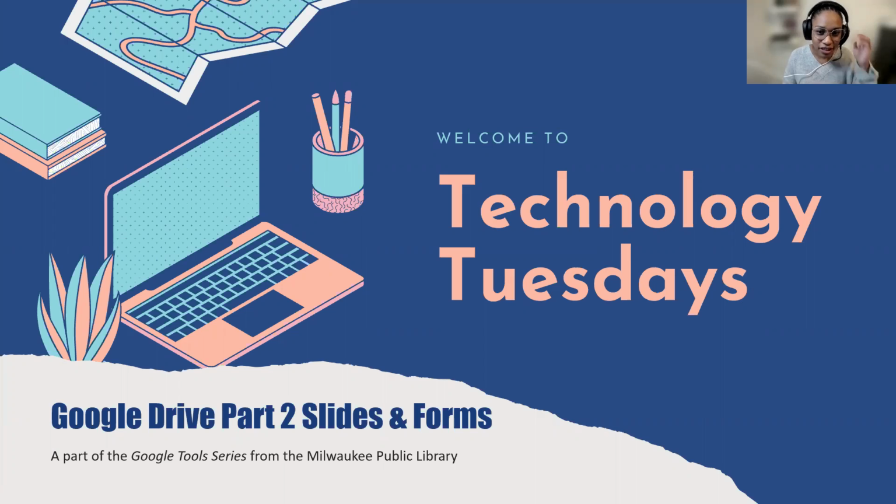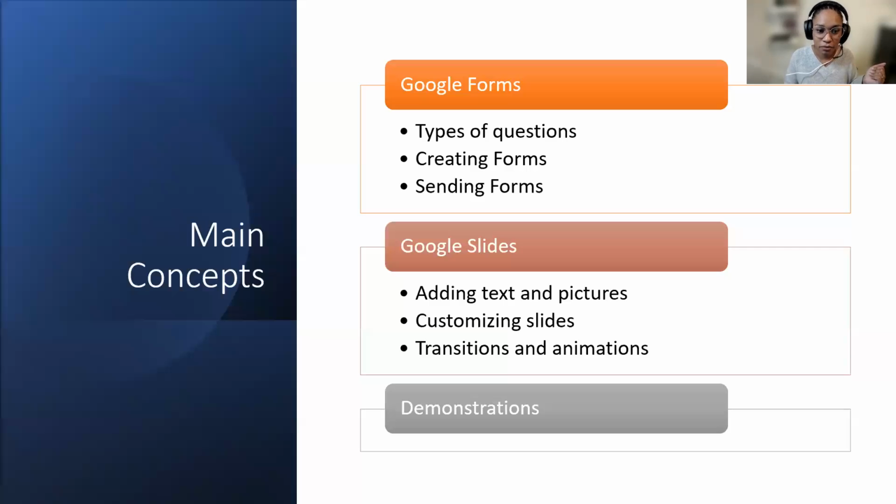Awesome. So with that, let's talk about some of the main concepts we'll be covering today. We'll be talking about Google Forms for collecting information, and we'll discuss the different types of questions you can include in your form. And in demonstration, we'll show how to create a simple form and send it out to respondents. We'll also touch briefly on how to view the data you get from a form. Then we'll move on to Google Slides for presentations, where we'll discuss the basics of slides, including things like how to add text and pictures and how to customize slides, as well as the power of speaker notes when you're doing a presentation.